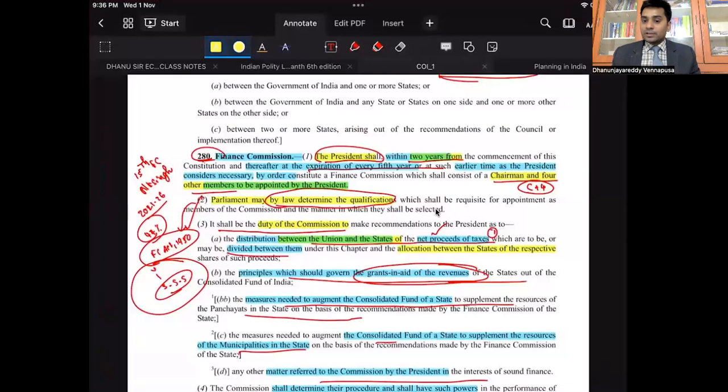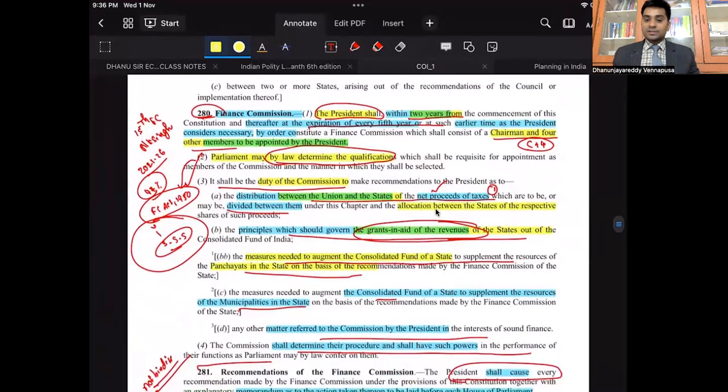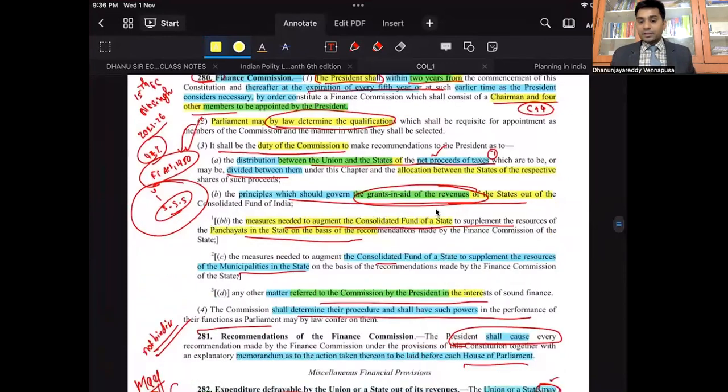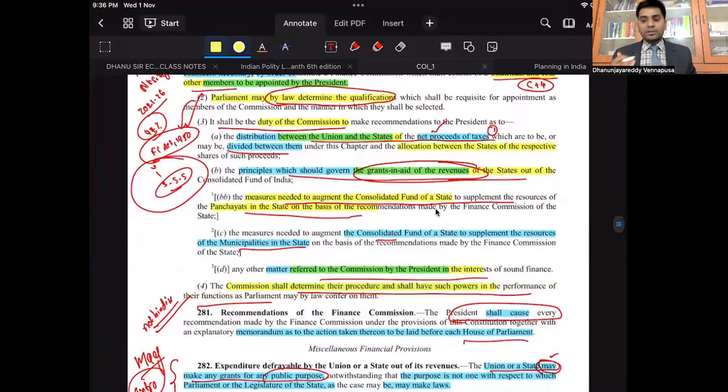The principle which should govern the granting of aid to the revenues of the states out of the consolidated fund of India. How grants-in-aid should be given to the states. Next one is how to augment the consolidated fund of the state, so that there will be resources for the panchayats and municipalities. So these are the recommendations that the Finance Commission makes. Next one is any other matter referred to it by the President of India. So just remember this. The Commission shall determine their own procedure. No one is going to determine the procedure. The Commission will follow their own procedure in the performance of their functions, which means it is exercising autonomy in determining how to operate to do that function.